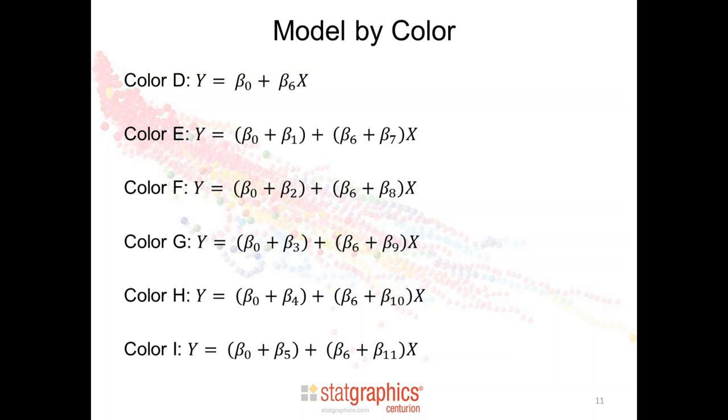Color D, for example, its model will be beta 0 plus beta 6x. All of the I's for color D are 0, so they all drop out. For color E, we get Y equals beta 0 plus beta 1. So the intercept now becomes beta 0 plus beta 1 for color E, and the slope becomes beta 6 plus beta 7. So for each color, we have a term in the model that will differentiate the intercepts and other terms that will make the slopes different for each of the colors. So that's the mathematical model I want to fit.